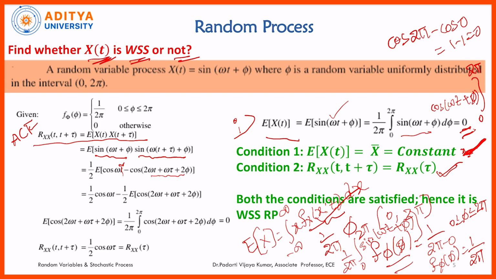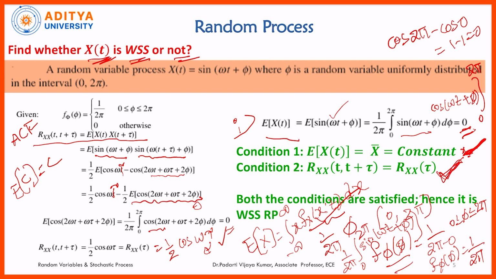And we already computed expectation. We know that the expectation of a constant is a constant. So the expectation of cos omega tau is 1 by 2 cos omega tau. Next, we need to compute the expectation for the other term: expectation of cos 2 omega t plus omega tau plus 2 phi. The integration of cos is sin, sin 2 pi is 0, sin 0 is 0. Overall, you will get 0, so this term will vanish. The remaining term is 1 by 2 cos omega tau. Clearly, it is a function of the time difference and not a function of time. So the second condition is also satisfied.